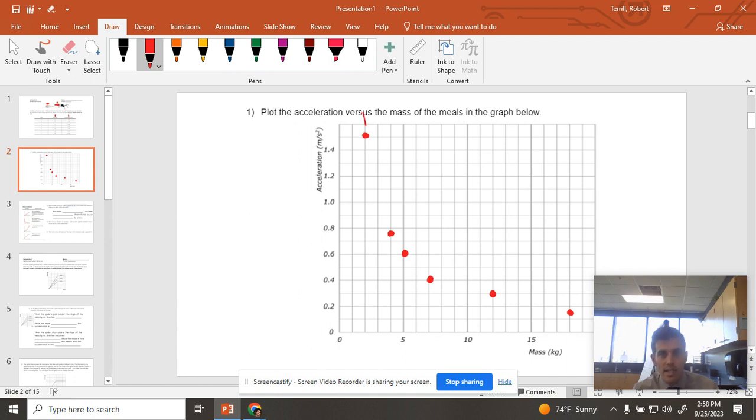Should be something like that, and my line of best fit should be roughly, that could have been better, but there you go. Okay, so that's what that should look like. Shouldn't have been a problem for you guys at all.